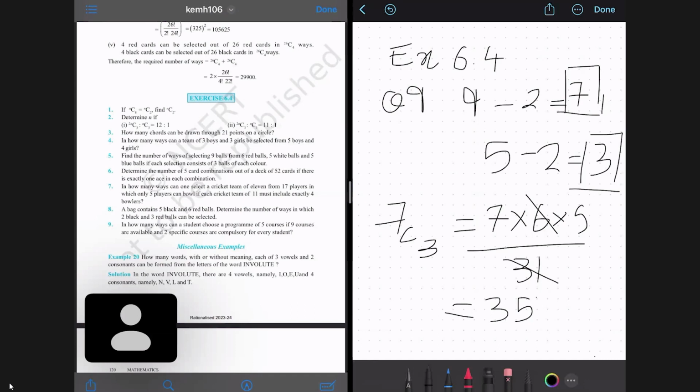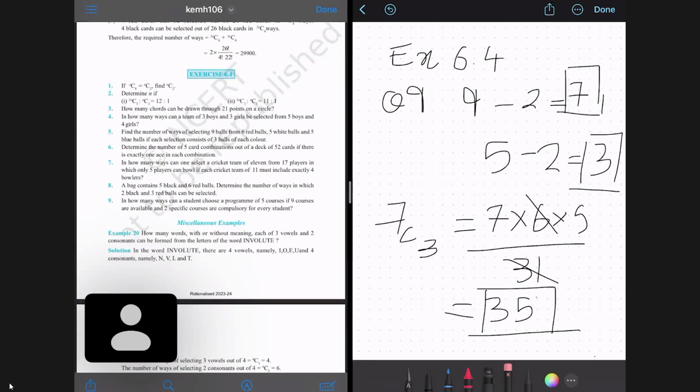So the number of ways to select courses is 35, right? So as you can see, we have finished the exercise, and it was a very straightforward exercise, so to say. And let us now apply everything that we have learned in the last 4 exercises that we have solved, in the last exercise, which is going to contain a mixture of all the questions that we have solved, right?